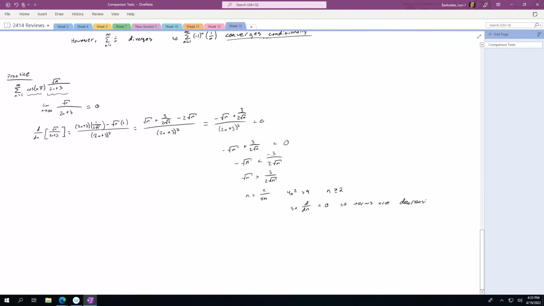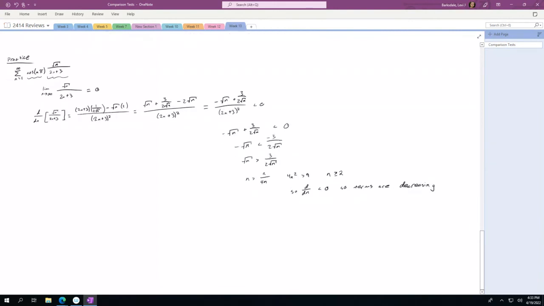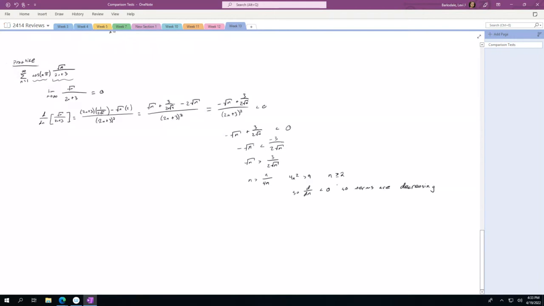And this, of course, satisfies the second portion of our alternating series test. So we have that the terms go to 0 and the terms are decreasing. Then we can say by the alternating series test, we have that the sum from 1 to infinity of cosine of n pi times square root of n divided by 2n plus 3 would converge. But we have to say whether or not it converges conditionally or absolutely.